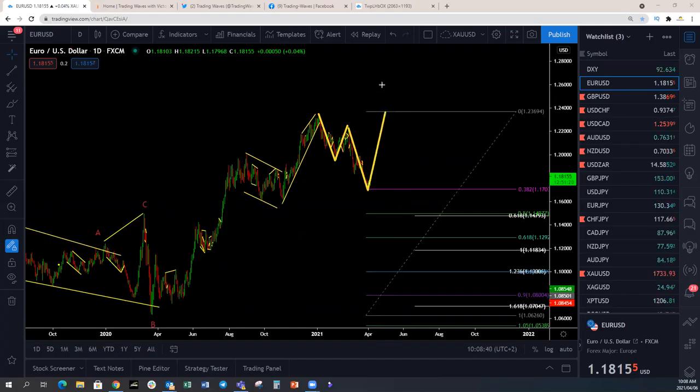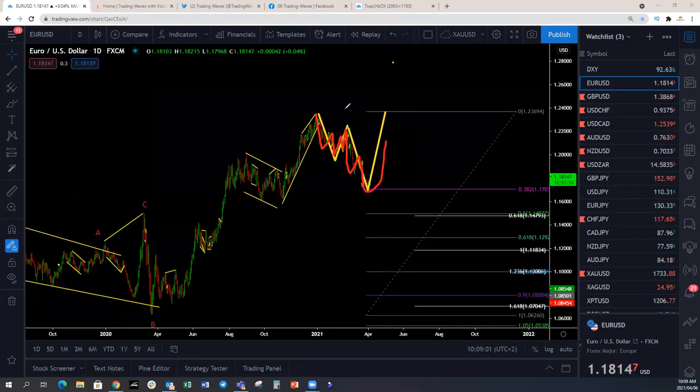Same as the DXY, you see it is 3 waves to the downside here. It is 3 waves down, 3 waves up. I need to use a different color. Let's use the red color. It's 1, 2, 3, 1, 2, 3. We don't force the numbers. We don't force the counts. It's 3, 3, 3. Are we ready to make a bounce?